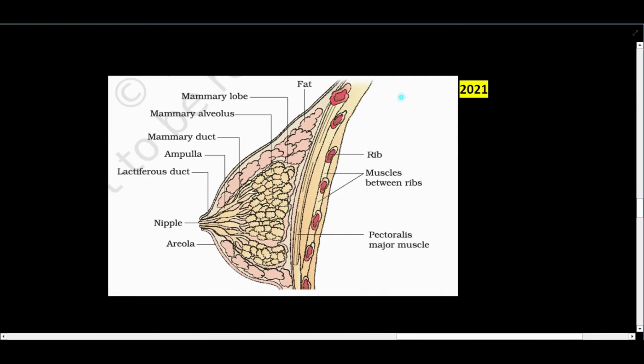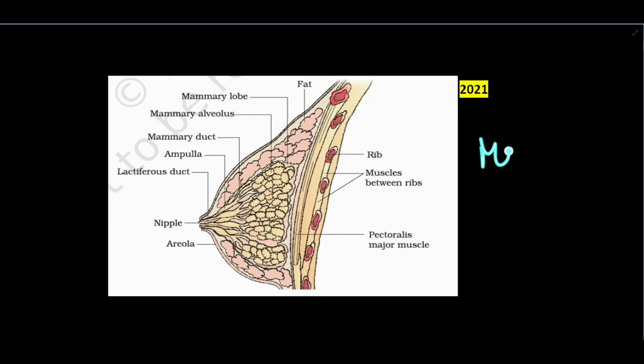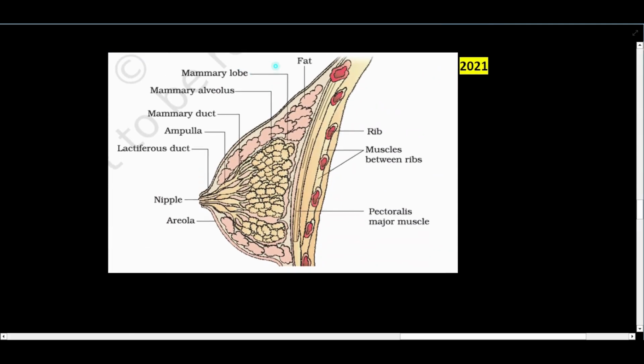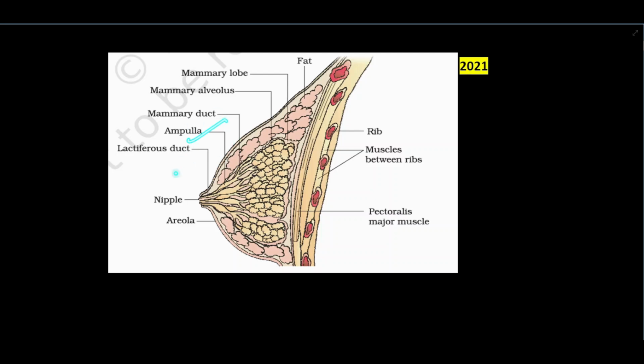Next very important diagram from chapter number 2 is the section of a mammary gland in females. So this is a structure of one breast, and this diagram has sometimes been asked in previous years. In 2021 you had this diagram to label, and the function of ampulla, and the function of the lactiferous duct. So this diagram and the function of each part is also important.